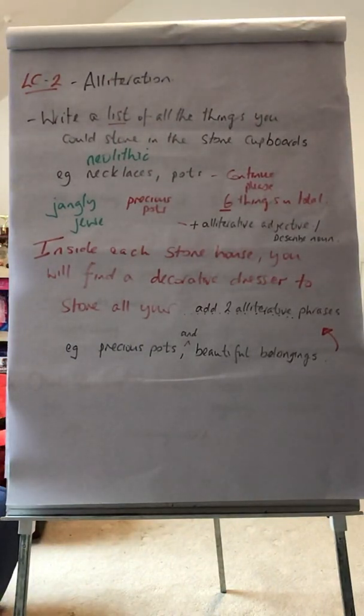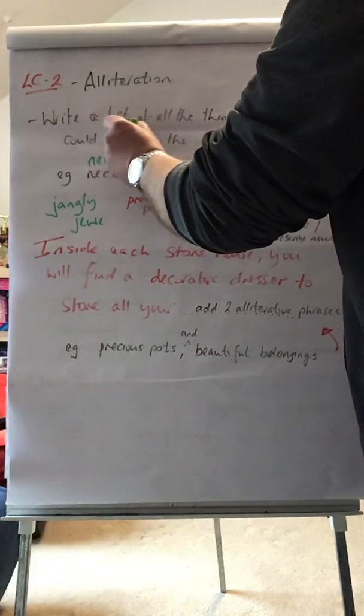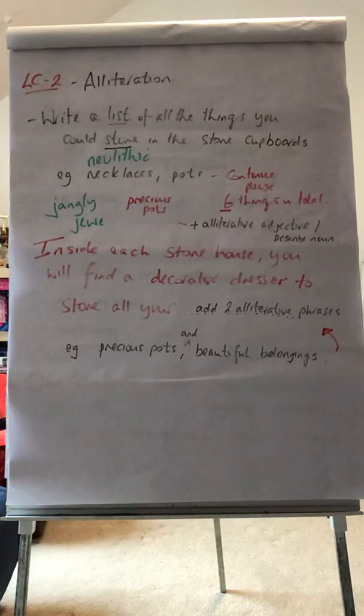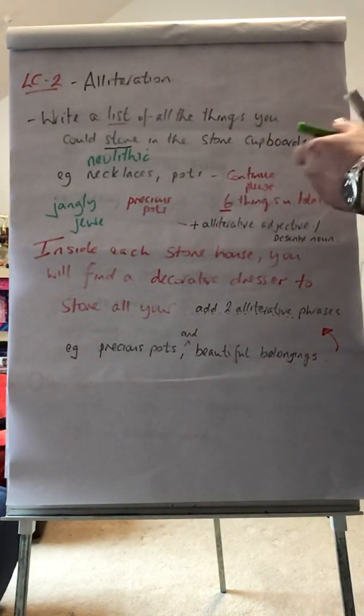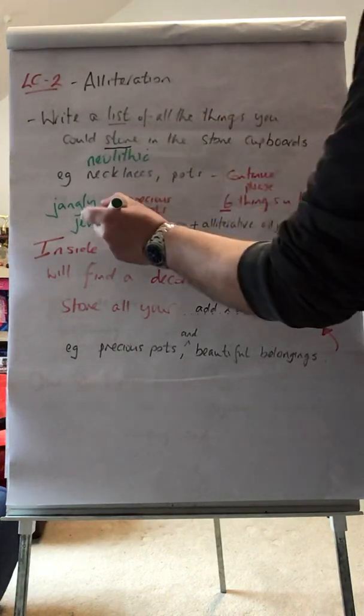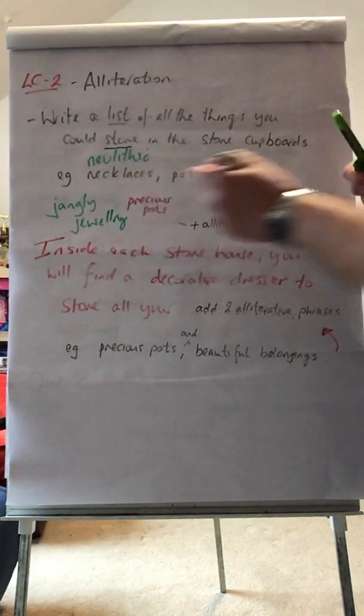Right, back to me. Learning chunk 2 is all about alliteration. Okay, so I want you to think about the things that you would put in that stone cupboard, okay, that we saw in those videos. Okay, so what items that you've brought with you could you store in the stone cupboard? Okay, and when you've thought of an item, which is a noun, so for example a necklace or a pot, and this is what's going to be jewellery, or some jewellery.